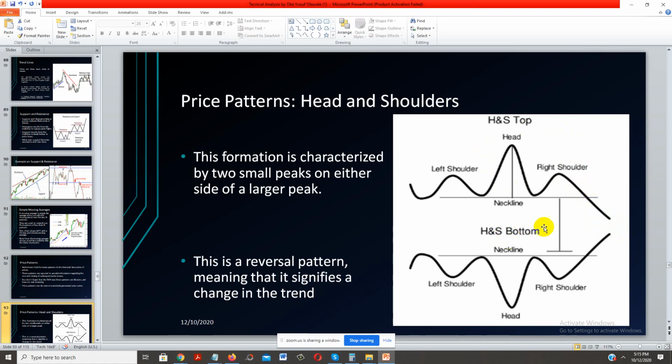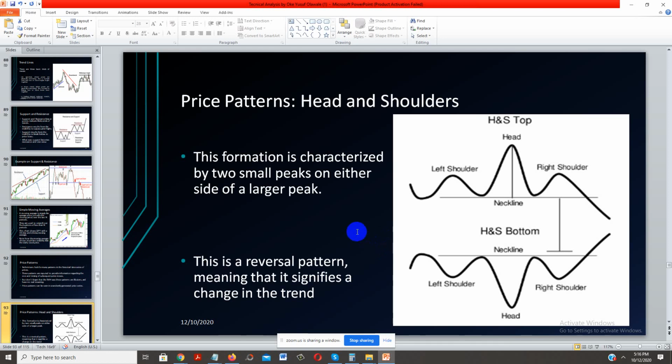Then we have a head and shoulder bottom. It's the same exact thing, but in this way it is done downwards. The head is downwards. That is a downtrend. Then it shows that on the right shoulder, if price tries to move up again, there's a possibility it's going to break the neckline and price will go up. Do you understand? Yes, sir.